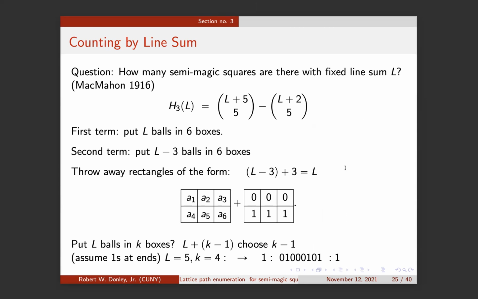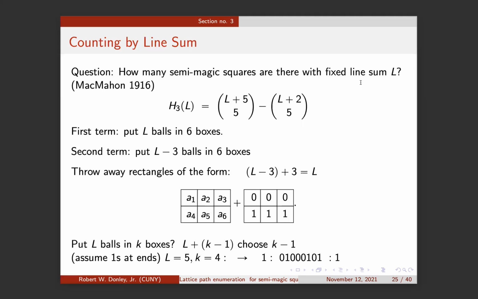Now, let's do a little warm up with that picture for the rectangles. One of the oldest results on semi-magic squares, especially of size 3, the theory probably starts with McMahon and his famous books. This is not the formula that he had, and he uses different methods, but this formula goes well with this picture I'm trying to push with rectangles.